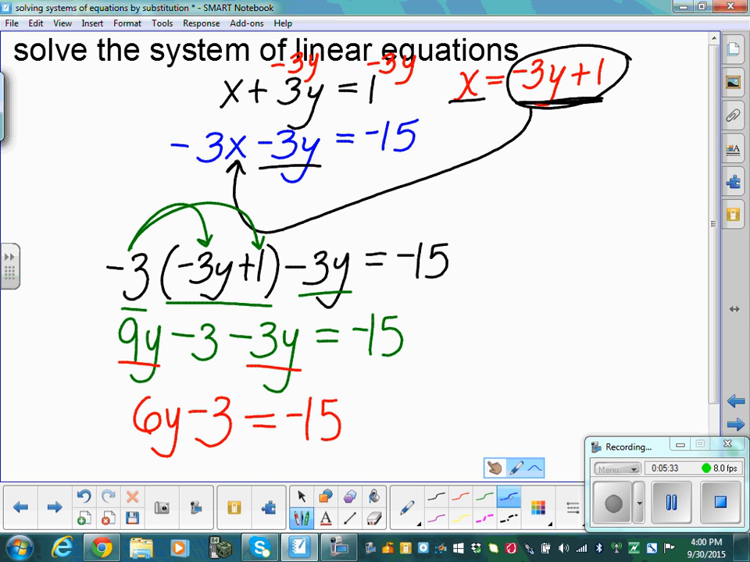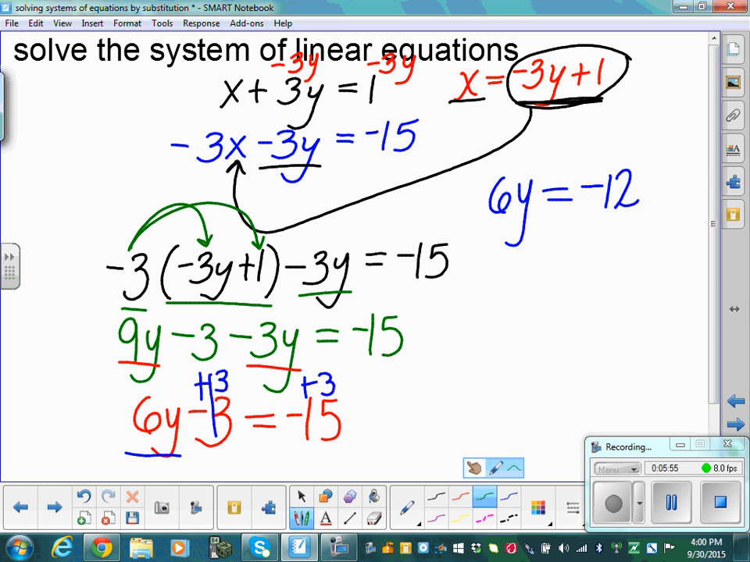So I'm going to go ahead and add 3 to both sides of the equation. And that will give me, over here on the left, I still have a 6y. Those add up to be 0, which was the point, is equal to, and then I have negative 15 plus 3, which will be negative 12.